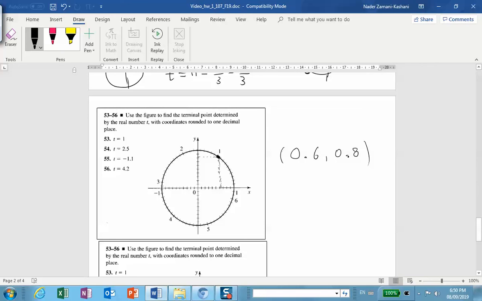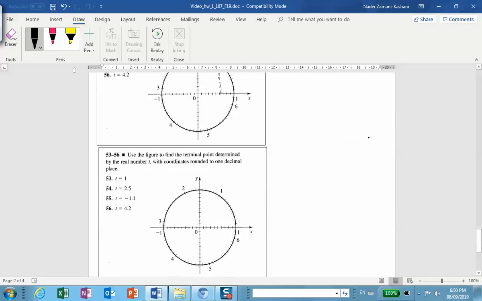The next one is 2.5. There is 2, and 2.5 will take you to this tick mark right there. You eyeball this. I don't have a ruler here, so it's kind of hard to say. Approximately x is negative 0.7. I'm assuming that it lands here. And the height is positive, so y is roughly 0.6.